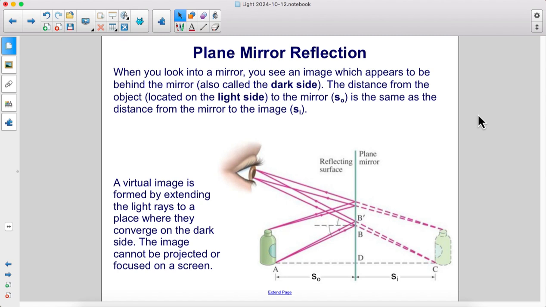When you look into a mirror, you see an image which appears to be behind the mirror, also called the dark side of the mirror. The distance from the object, located on the light side of the mirror, to the mirror, so this distance here, SO, is the same as the distance from the mirror to the image, SI. A virtual image is formed by extending the light rays to a place where they converge on the dark side of the mirror. This image cannot be projected or focused on a screen.